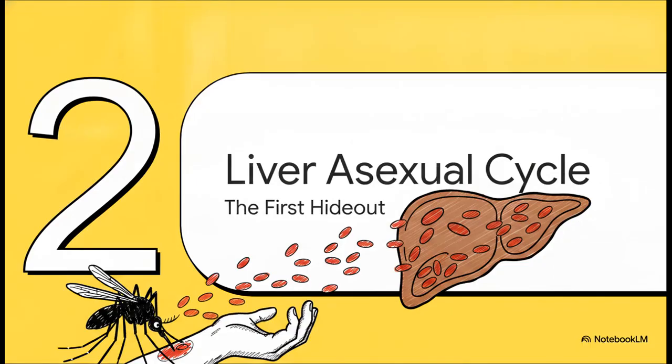Section 2. Asexual cycle, the liver. The moment an infected mosquito bites a human, the parasite enters our bloodstream. But, interestingly enough, it doesn't stay there. It immediately heads to the liver, which serves as its first hideout, and really, its training camp.